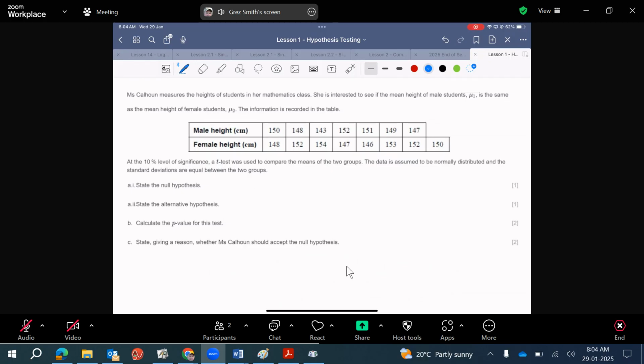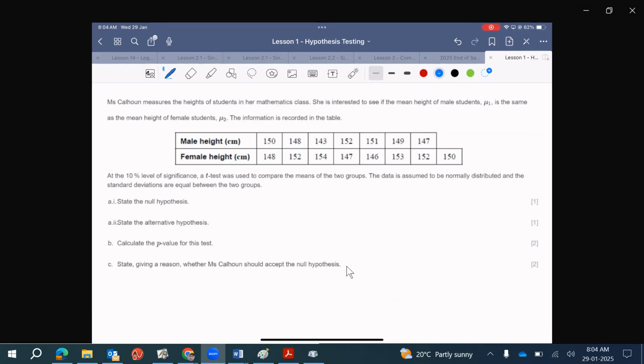All right. So it's actually quite easy on this one. So for A, the null hypothesis is going to be that mu1 is equal to mu2. And the alternate hypothesis, H1, is that they're not equal.